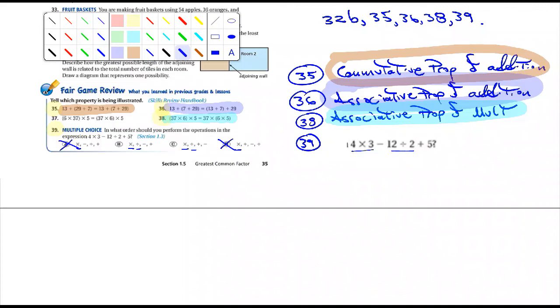So we do the multiplication first, then the division, and then the addition and subtraction. Again, we just go from left to right. What's the very first symbol? It's a subtraction symbol. So now the third one needs to be subtraction. B has that, and C has addition. So the answer to 39 is B.